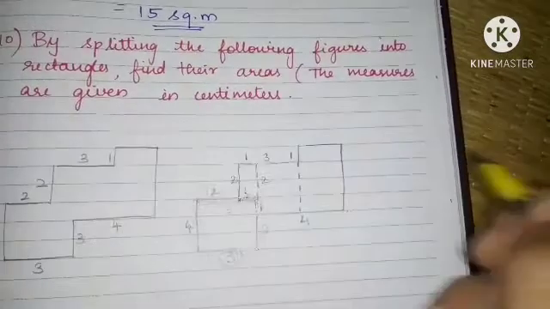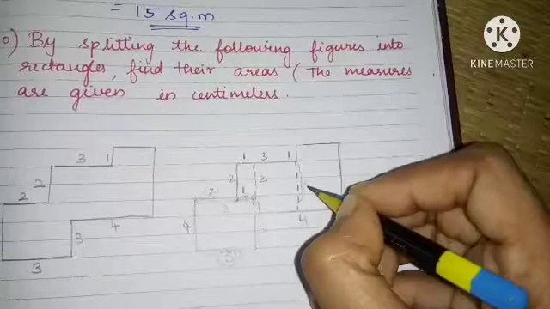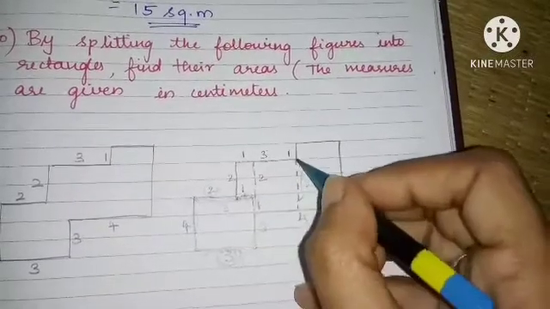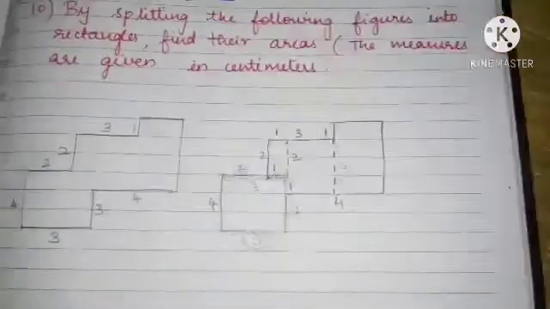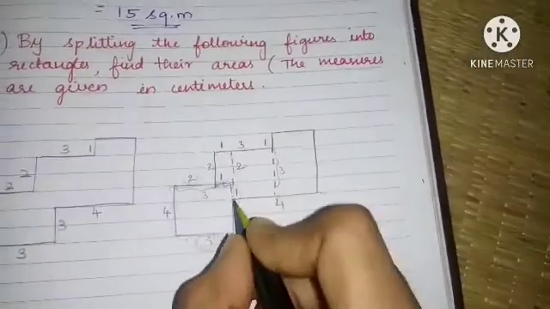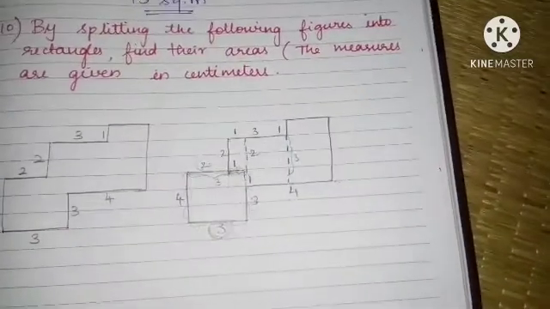I am just going to split it here. 2 plus 1 is 3, so this whole length will be 3. Correct? 2 plus 1 is 3. So this whole length will be 3. Next, what are we going to do? From this to this, what is the length? That is what we are going to find. Okay, this to this, what is the length?